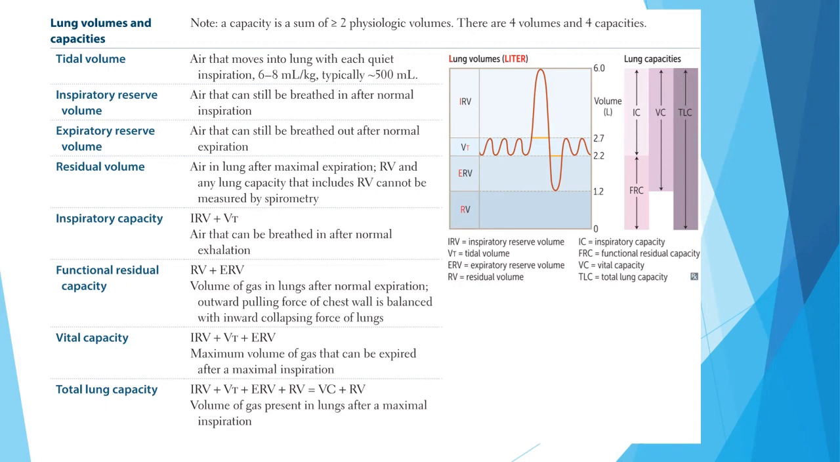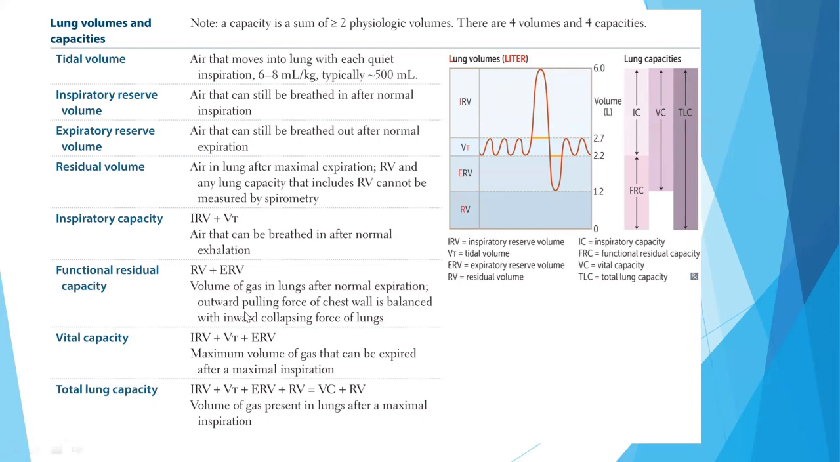The inspiratory capacity is then what? Your normal respiration, that is the tidal volume, plus the extra respiration, that is the inspiratory reserve volume. That is called inspiratory capacity. The functional residual capacity is the residual volume plus the expiratory reserve volume, that is the volume of gas in the lungs after normal expiration. The outward pulling force of the chest wall is balanced with the inward collapsing force of the lungs.